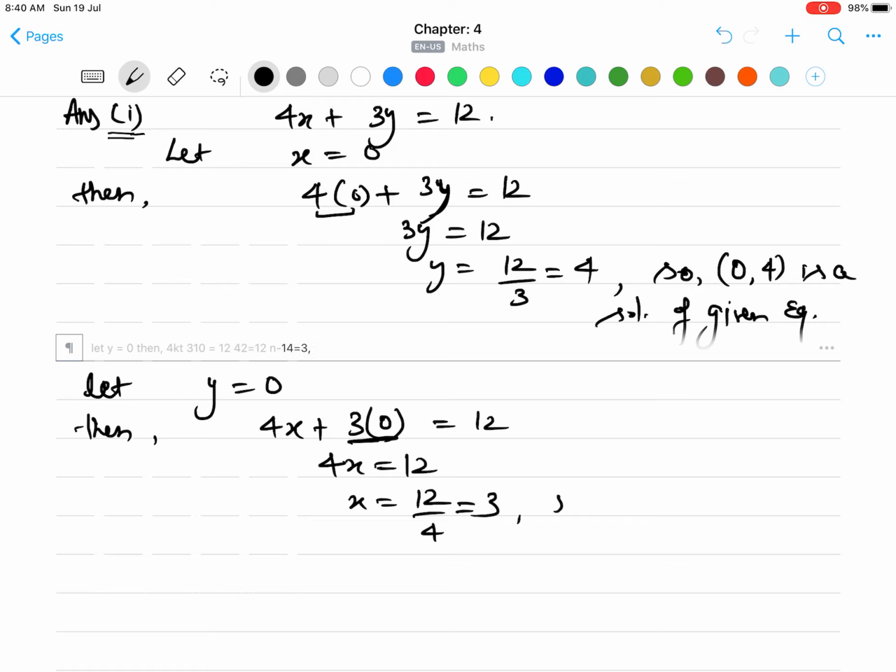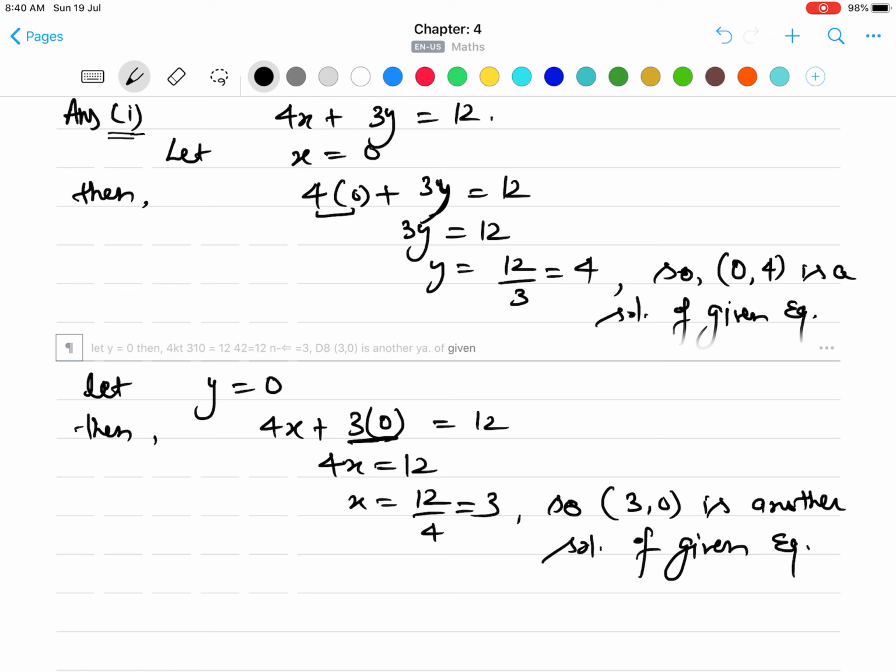So 3, 0 is another solution of the given equation.